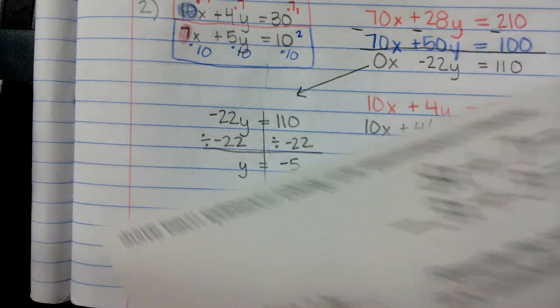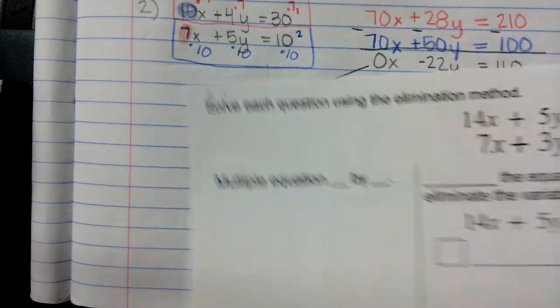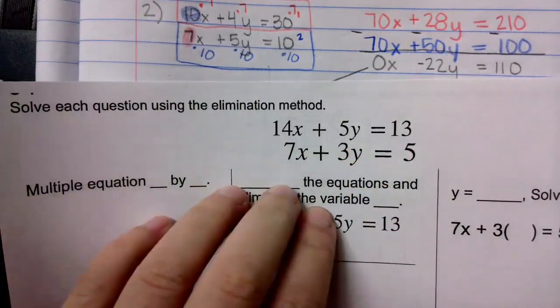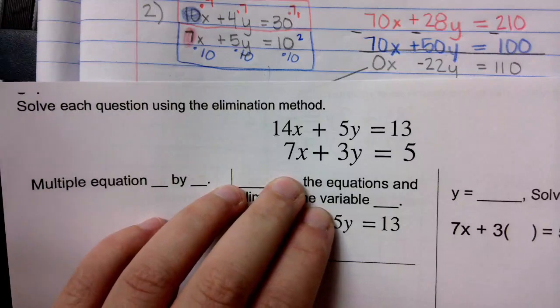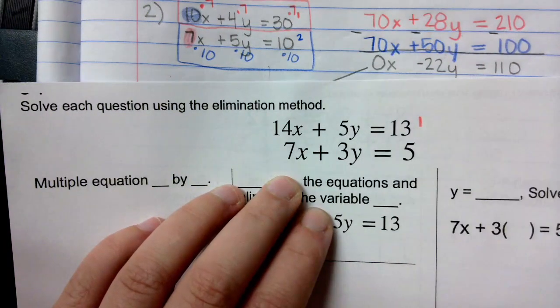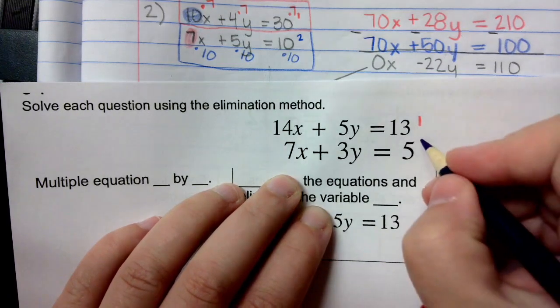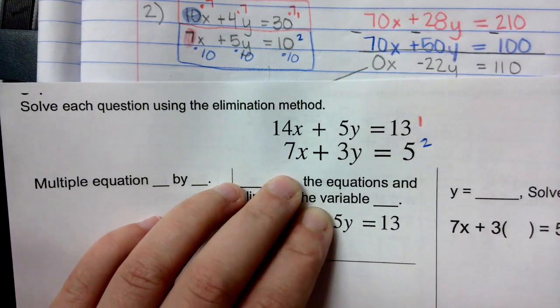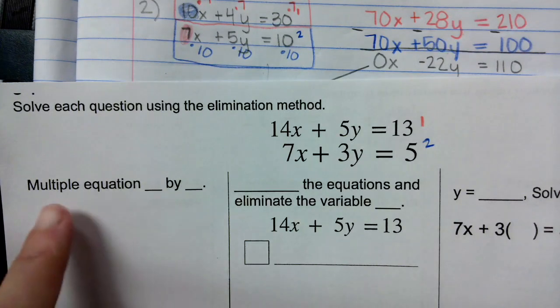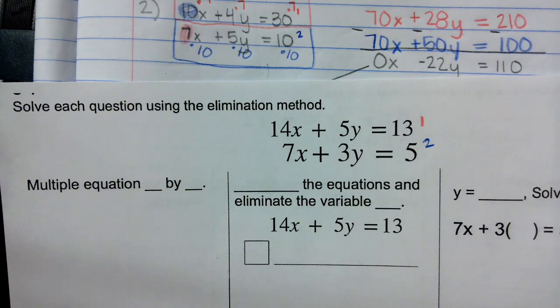All right. You want to be on the side that has this 14x plus 5y first. So first thing we're going to do is just label those equations. I would label this top one 1 and this bottom one 2. Okay, this is supposed to say multiply, not multiple. There's a lot of mistakes on this worksheet, so we're getting there.